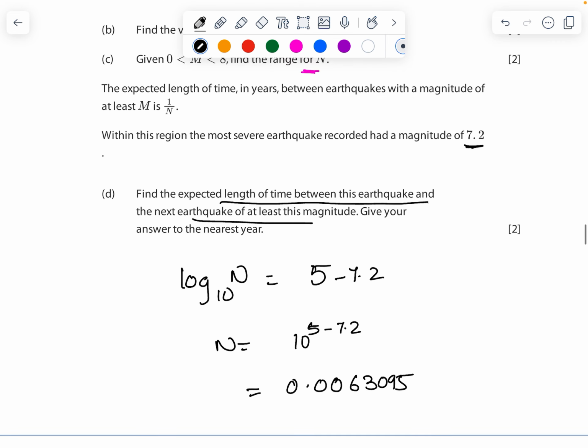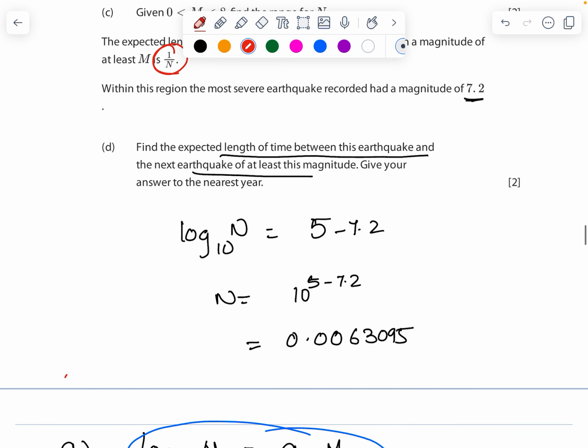But what is the expected length formula? It is 1 upon n. So length of time is given as 1 upon n, which is 1 upon 0.0063095. Take the full calculator display. You should be getting 10 to the power of 2.2, or you should be getting 158 years. So again, it will happen after 158 years.